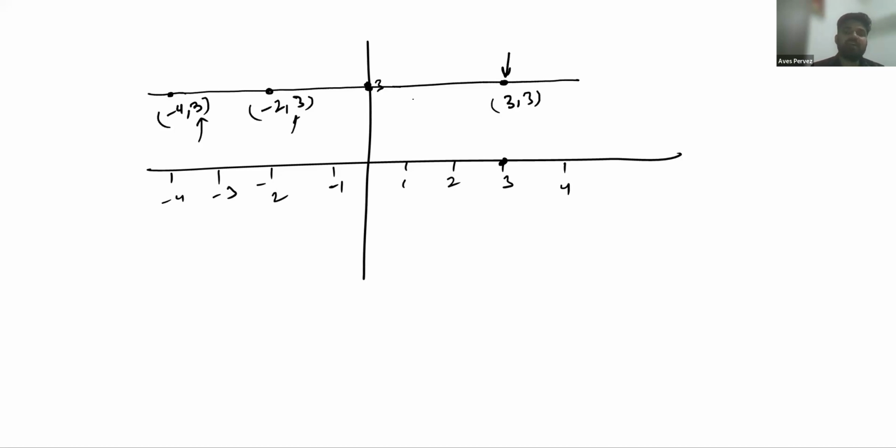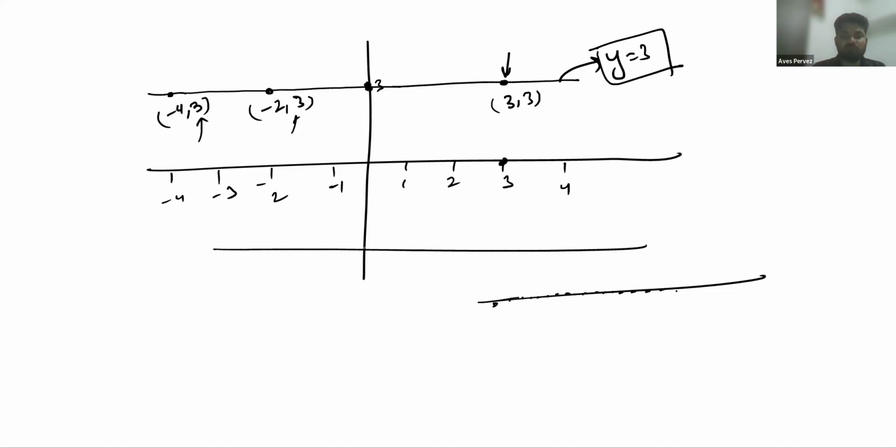A line is made up of an infinite number of points. So what should be the equation of this line that is parallel to the x-axis? If it cuts the y-axis at 3, the equation is y is equal to 3.